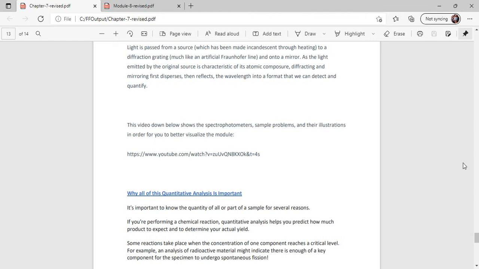Here you have a video of spectrometers with some illustrations of how a spectrometer works. So let's play this one.